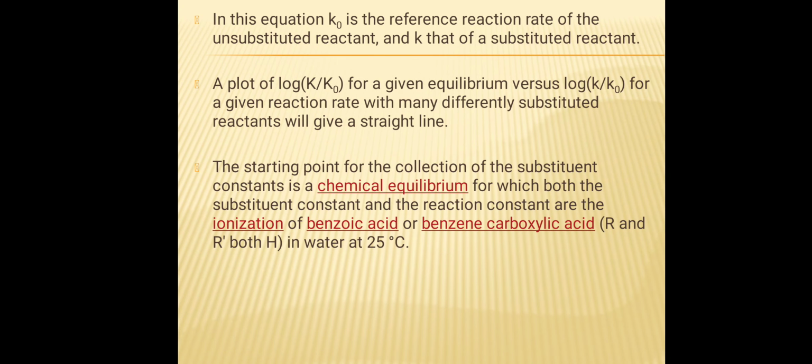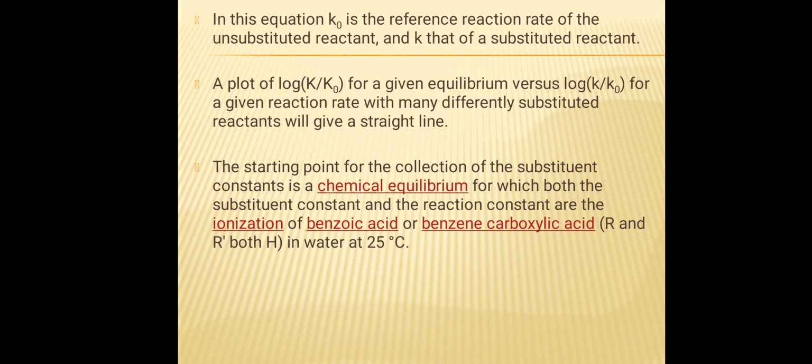In this equation, K0 is the reference reaction rate of the unsubstituted reactant and K is that of the substituted reactant. That means you have to take here the unsubstituted reactant and the substituted reactant. When we plot the log of k upon k0 for a given equilibrium versus the log of k upon k0 for a given reaction rate with many differently substituted reactants, it will give a straight line.